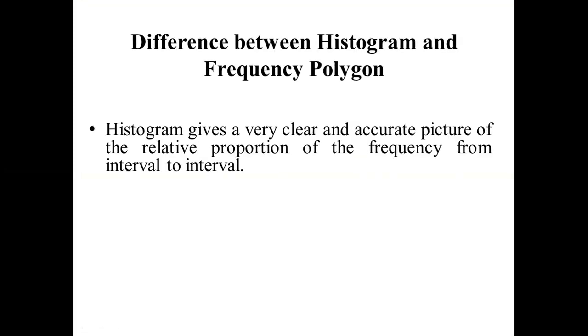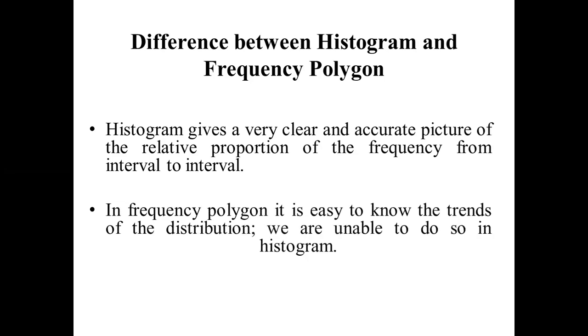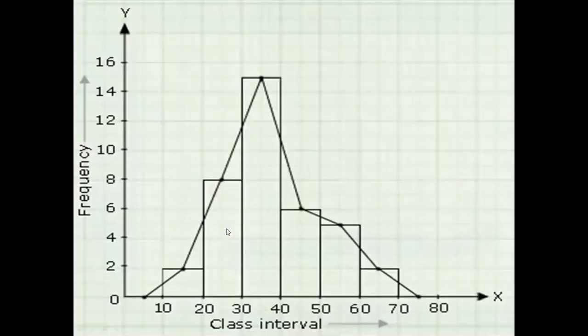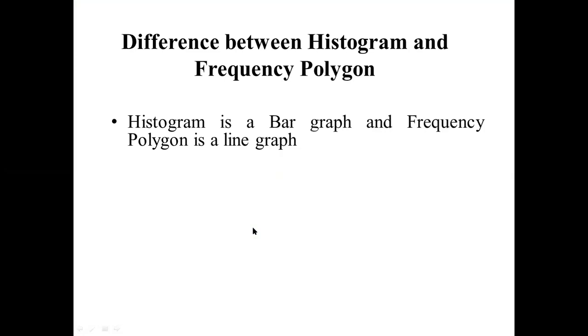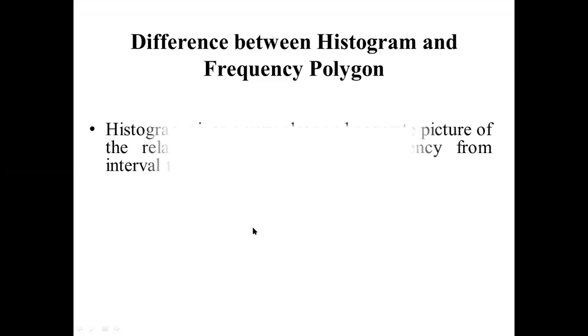Then histogram gives a very clear and accurate picture of the relative proportion of the frequency from interval to interval. That means you get a clear and accurate understanding of what are the marks. Let us look at the histogram. So you get a clear and accurate understanding about the marks. So here you can make out that between 30 and 36, between these marks only 10 students are there. Between 36 and 42 there are 20 students. So you get a clear understanding of the information.